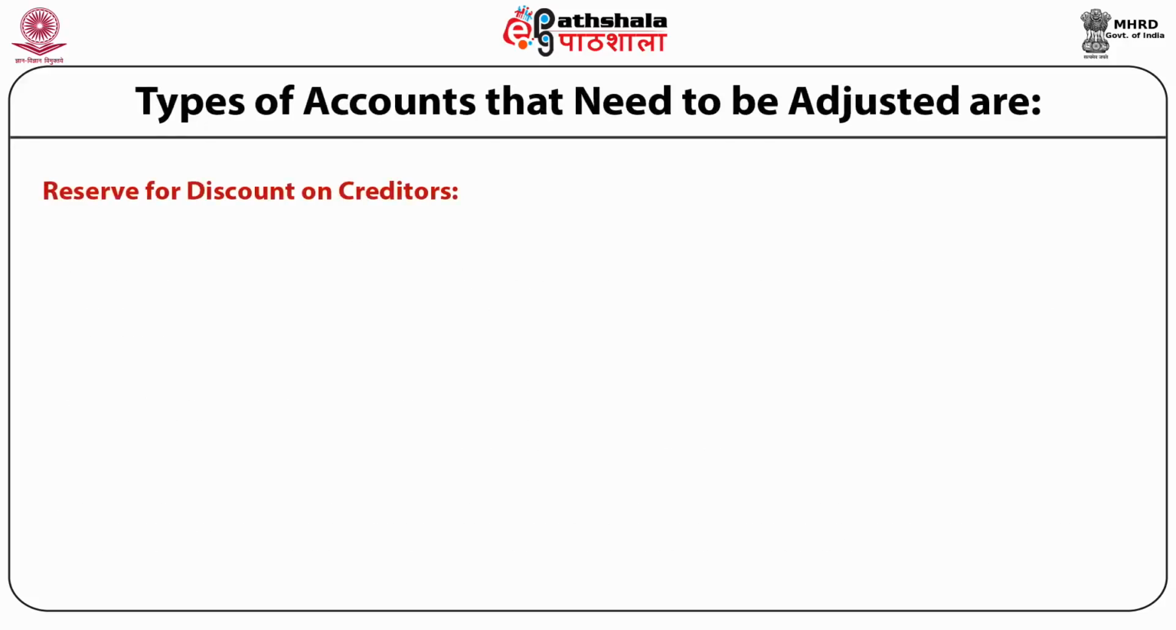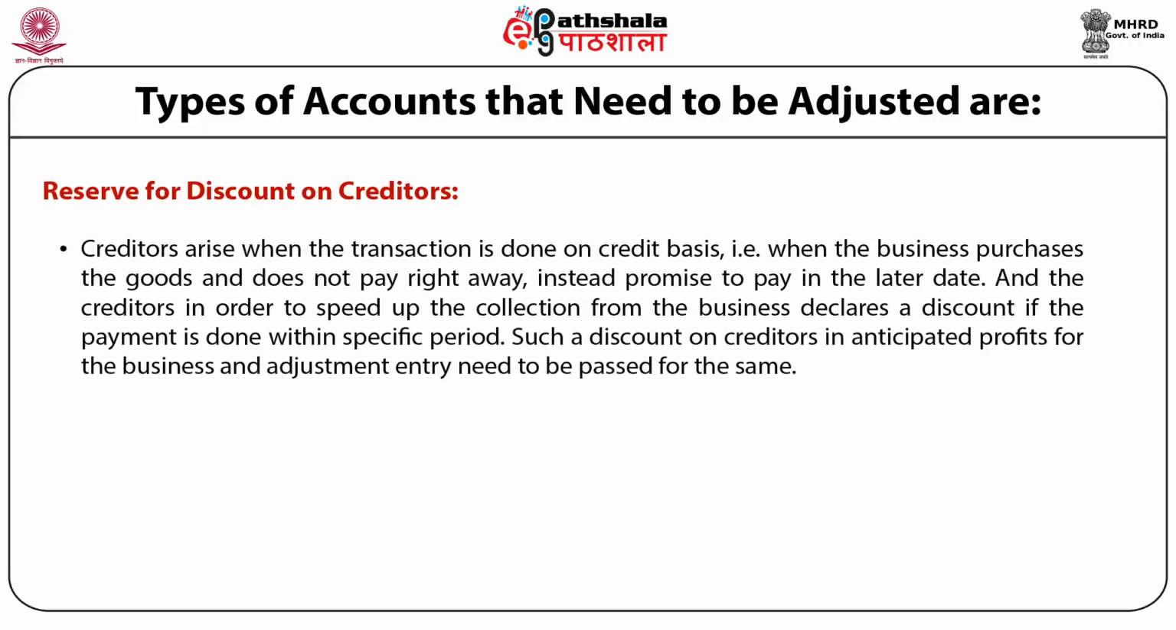Reserve for discount on creditors. Creditors arise when the transaction is done on credit basis. That is, when the business purchases goods and does not pay right away, instead promising to pay at a later date, and the creditors, in order to speed up the collection from the business, declare a discount if the payment is done within a specific period. Such a discount on creditors is an anticipated profit for the business, and an adjustment entry needs to be passed for the same.